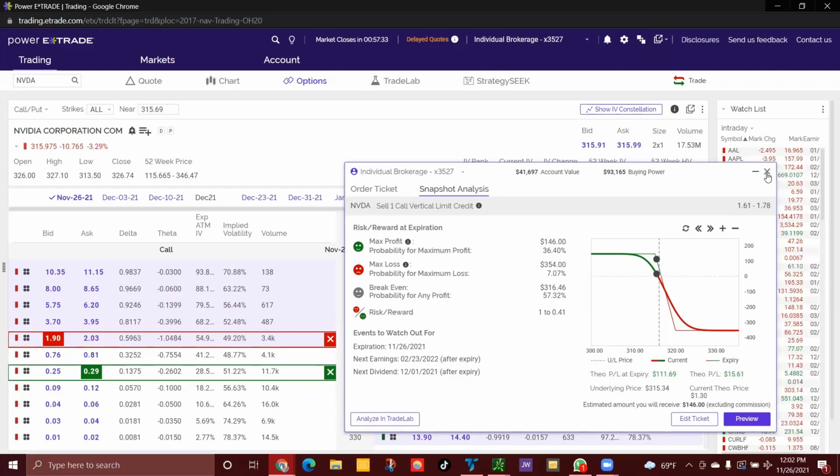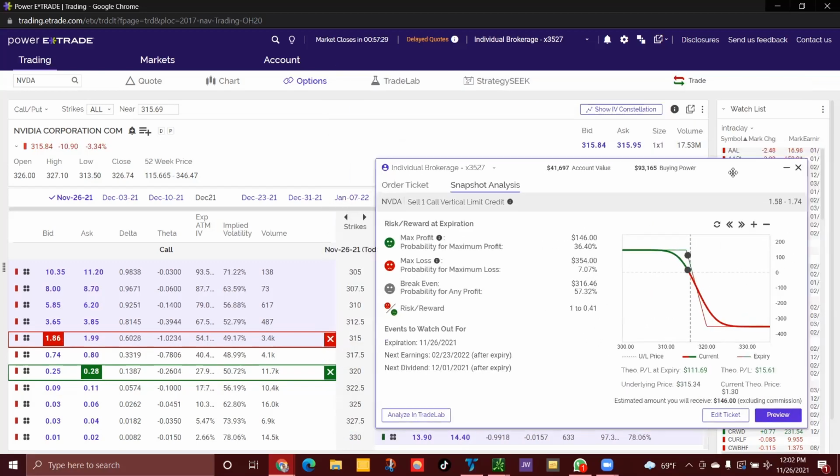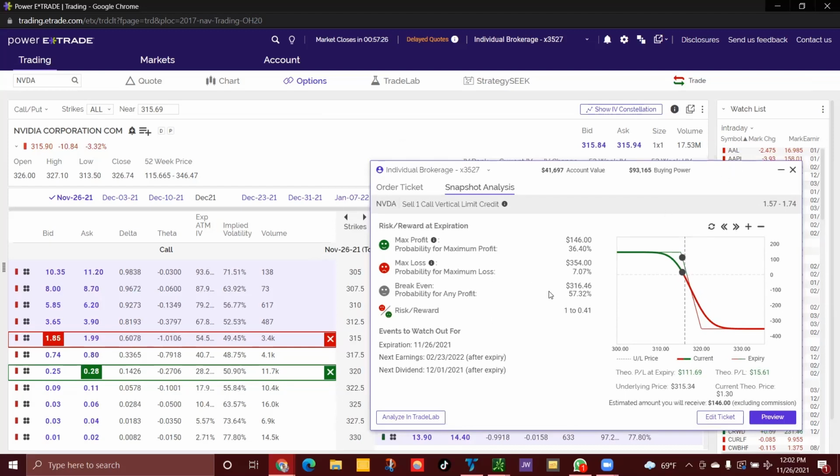So really the only way you lose with a spread like this, if you do no updating with it whatsoever, is if it pushes. Again, the max for this one, 315 is where we're starting. So really it would have to push to almost 317 before we start losing on the contract.